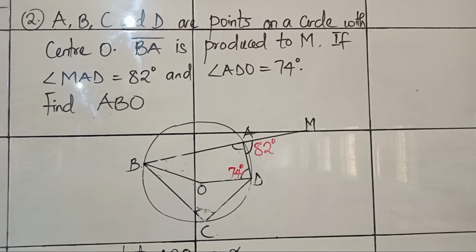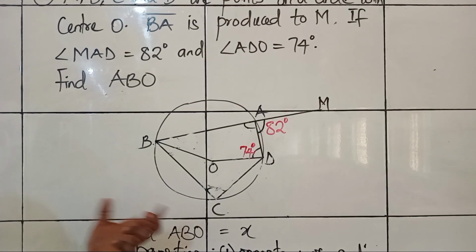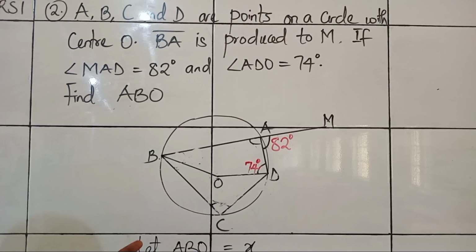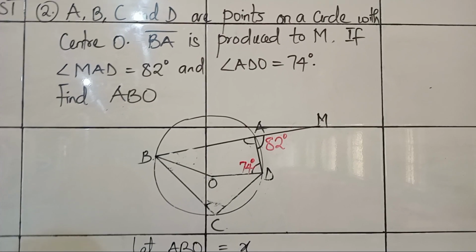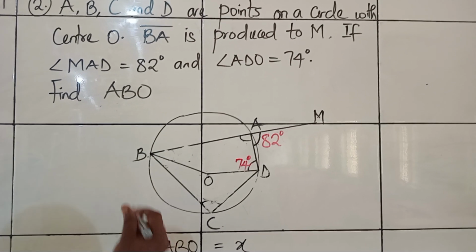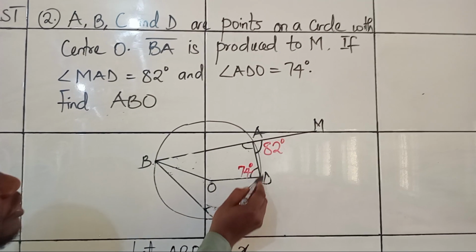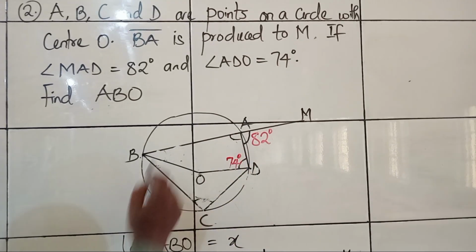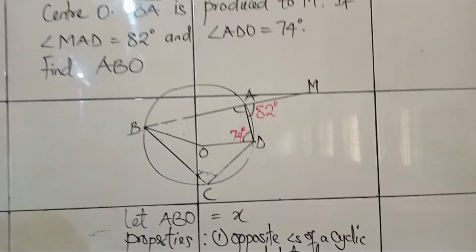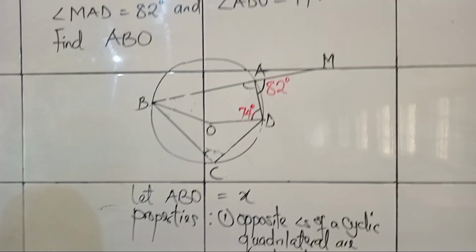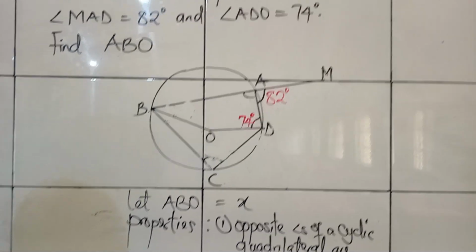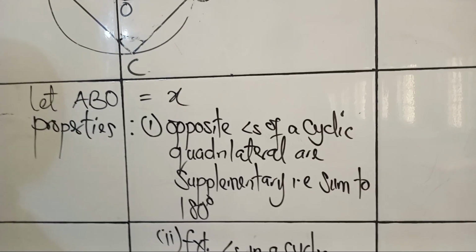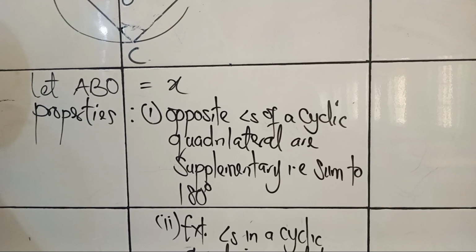So this question is a cyclic quadrilateral, right? When we have a four-sided shape inscribed in a circle in such a way that each of the vertices touches the circle at these points, then we can say it is a cyclic quadrilateral. Some of the properties of a cyclic quadrilateral: one, opposite angles of a cyclic quadrilateral are supplementary. That means they sum up to 180 degrees.